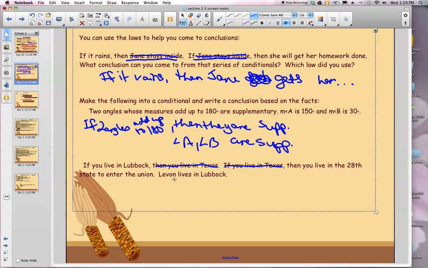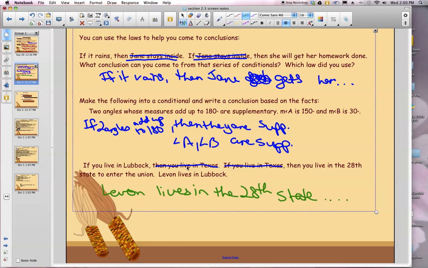The last part says Levin lives in Lubbock. If Levin lives in Lubbock, we have a conditional statement and we know the hypothesis is true. And the law of detachment says that if you have a true conditional and the hypothesis is true, then the conclusion will follow. So what can we ultimately conclude? That Levin lives in the 28th state to enter the Union.